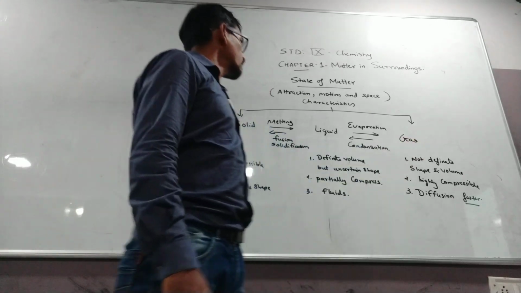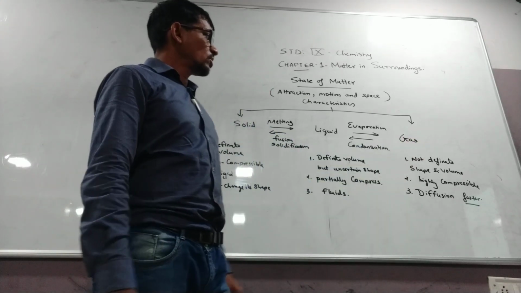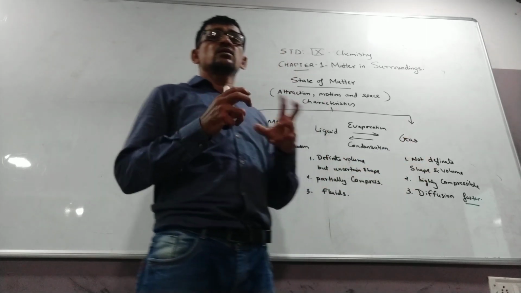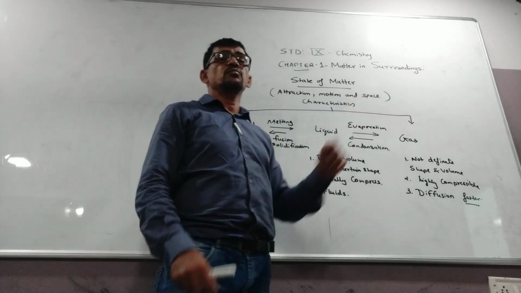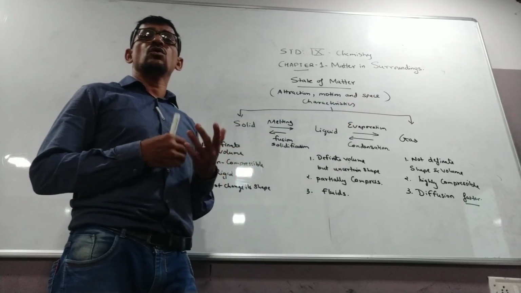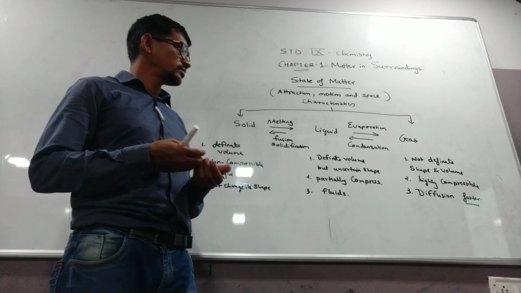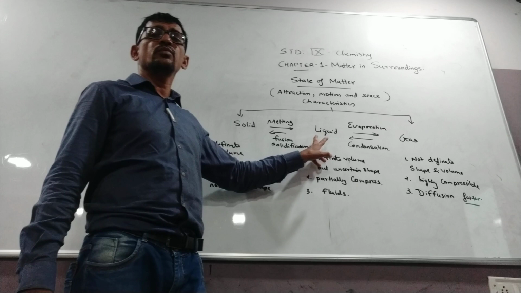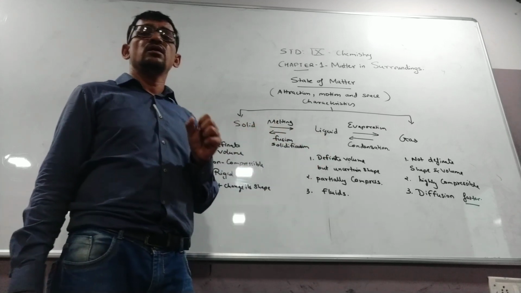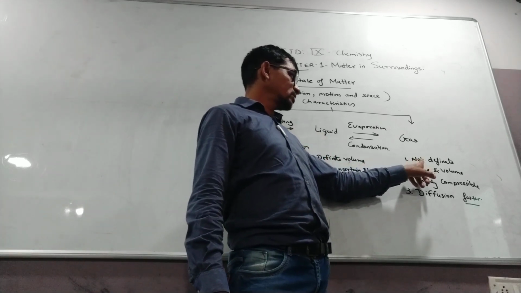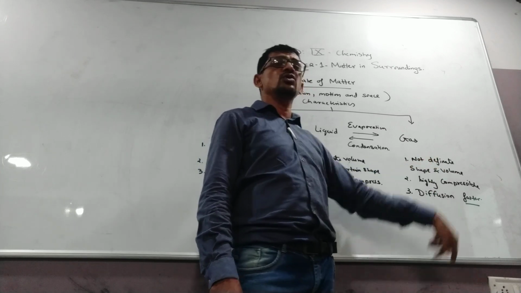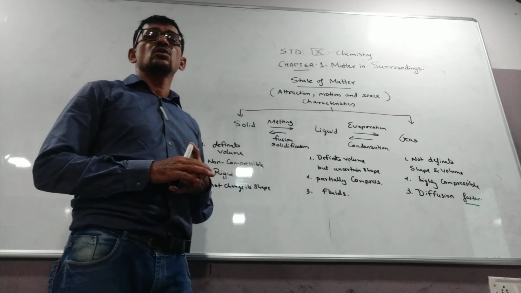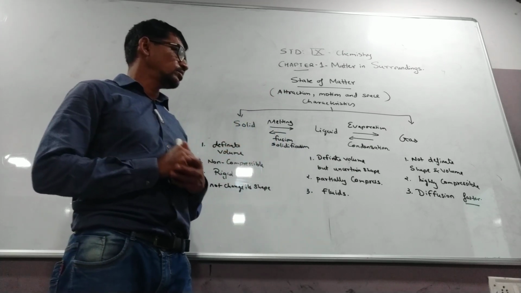Third type or third state of matter, that is the gaseous state. Here the space between the two ions or molecules is very large. So it will convert into gaseous state. Liquid has medium space and solid has very little space. So first property of gas is what? Not definite shape and volume. So gas does not have definite shape or definite volume.